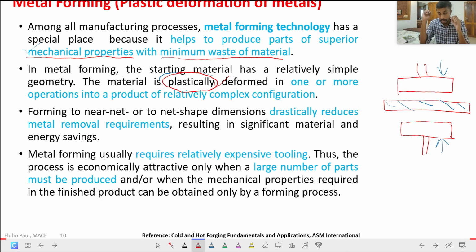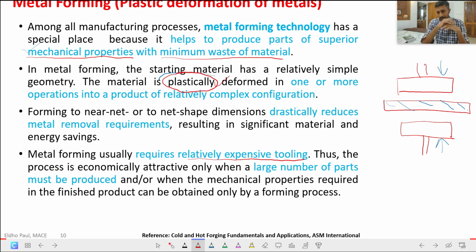Metal forming usually requires relatively expensive tooling. This is one of the major disadvantages of metal forming operations compared to machining operations or any other manufacturing operations. Metal forming requires comparatively expensive tooling, dies, pressing equipment, etc. The cost of this tooling is very high.